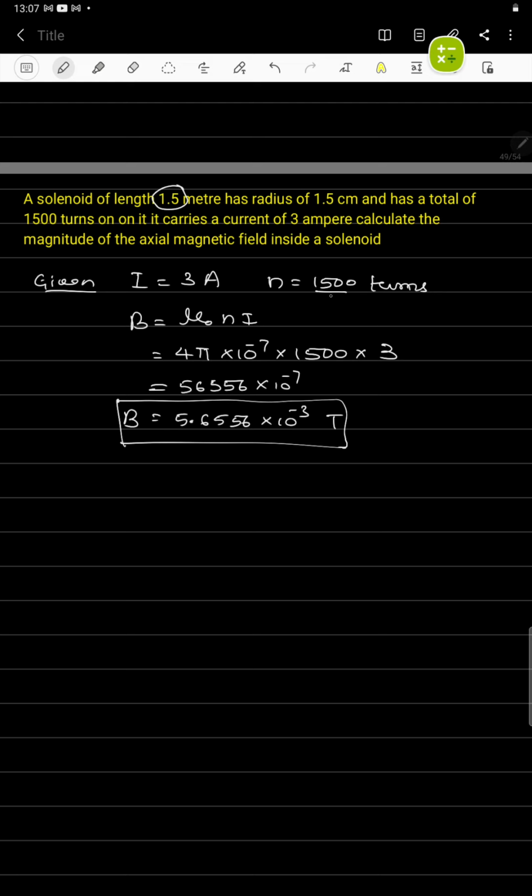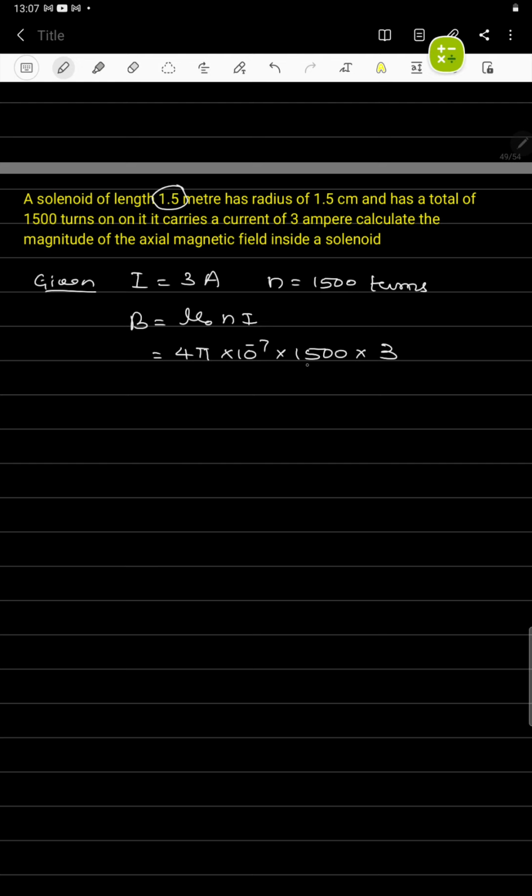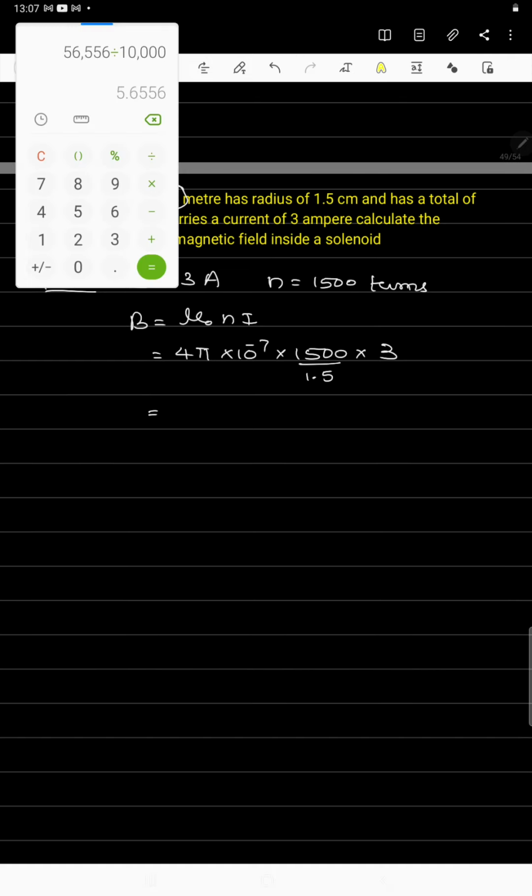It means we will calculate the number of turns per meter. We should divide by 1.5 here. So 1500 divided by 1.5, then you will get 1000.